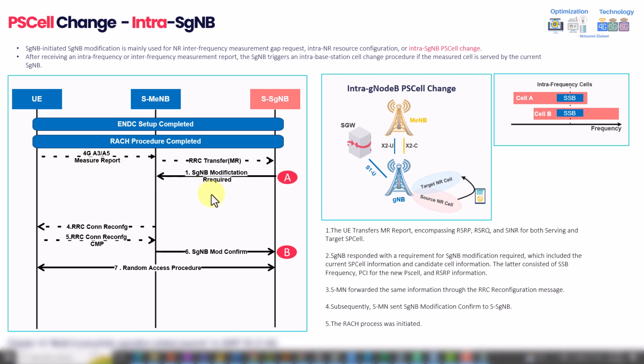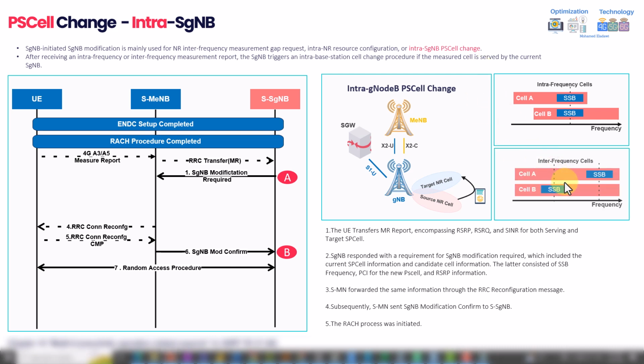Before opening these two messages, I would just like to give you a quick overview about that part on the right. As you can see, this is just Intra-SgNB handover. That's why it's between the same sites. And assuming this is an inter-frequency handover, in case of inter-frequency it should have a different SSB position. Even if it's within the same band, assuming the same band, but the SSB position is different, this will trigger inter-frequency handover.